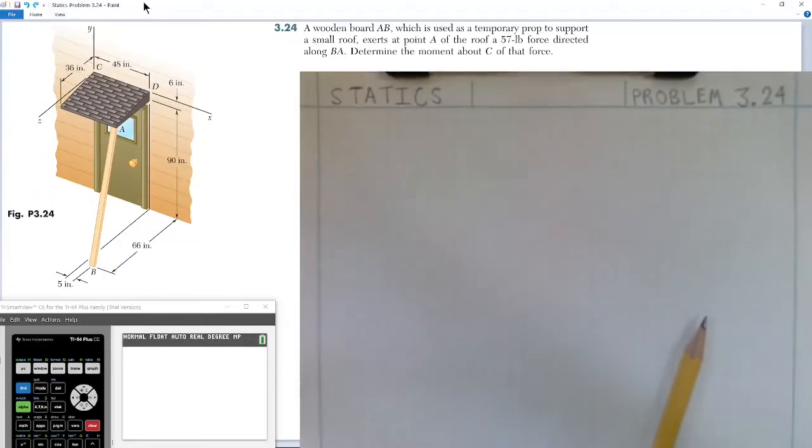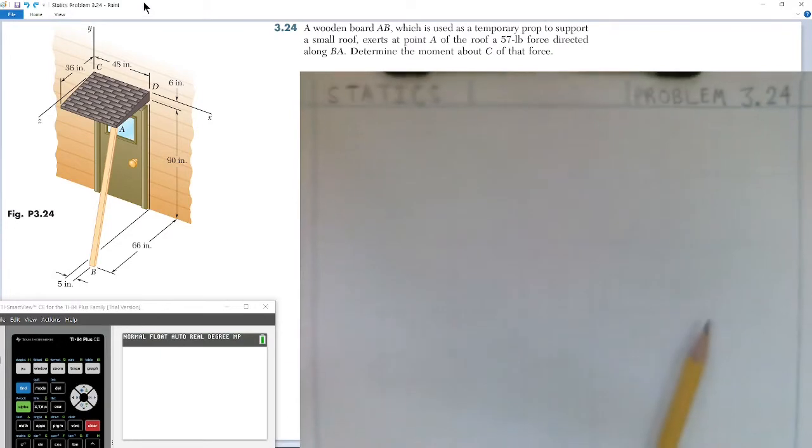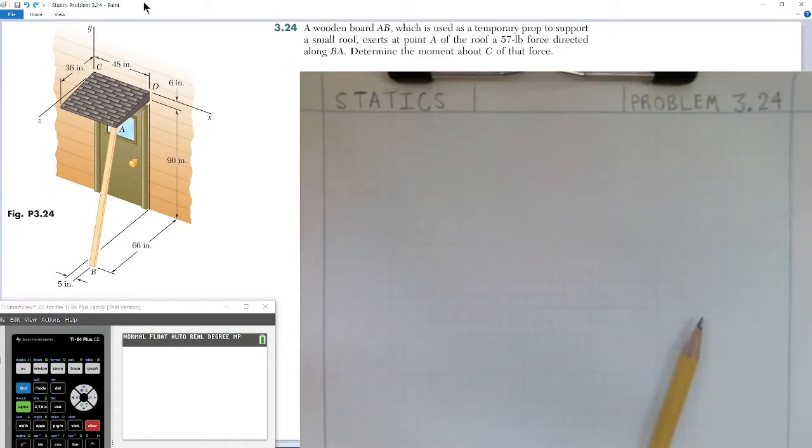Okay, guys, welcome to today's lesson in statics. Today we're covering problem 24 from chapter 3.